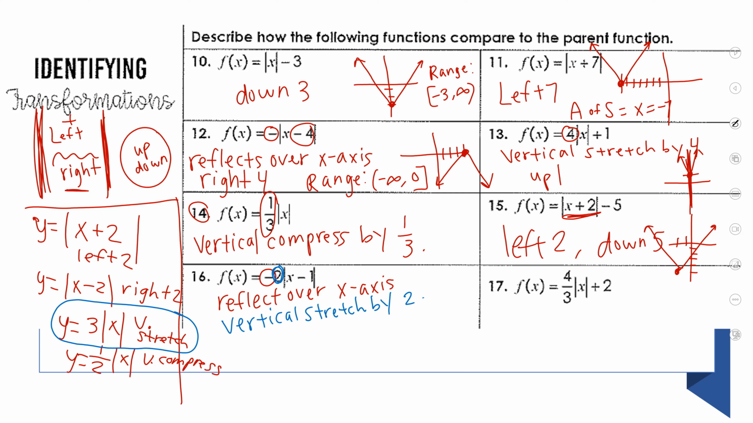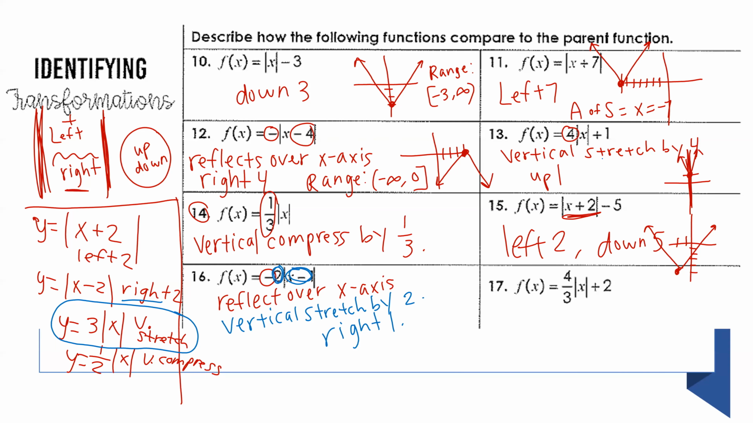And after this one, I'm going to end here, and then we'll continue after lunch. Okay? Looking back at your notes, whenever you have a minus inside of the absolute value symbol, what are we using, left or right? Right. And how many did we go to the right? 1. All right, I'm going to pause here.